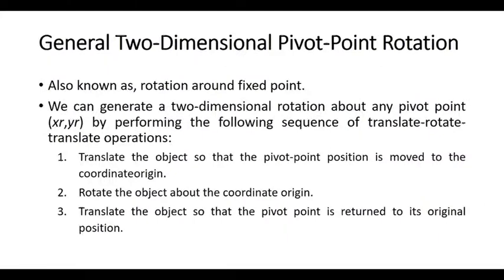As an example of this, let's see general two-dimensional pivot point rotation. We have already seen in rotation that if I have an object here and I want to rotate it by 90 degrees, it would go somewhere over here. It's like this. If I take the axis, it would be 90 degrees. So basically it's spinning around the origin, right?